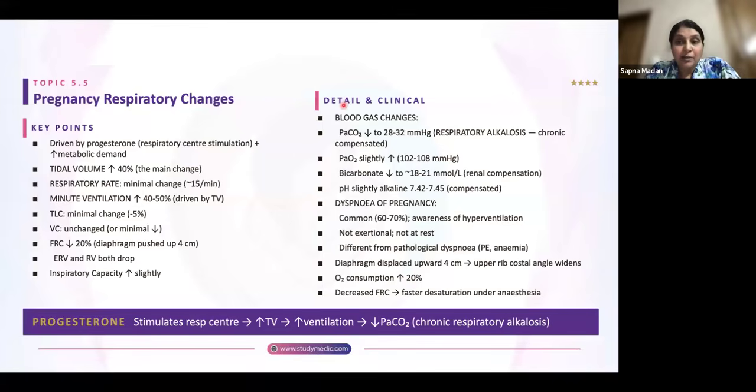The expiratory reserve volume and the residual volume will both decrease, and the inspiratory capacity will slightly increase.